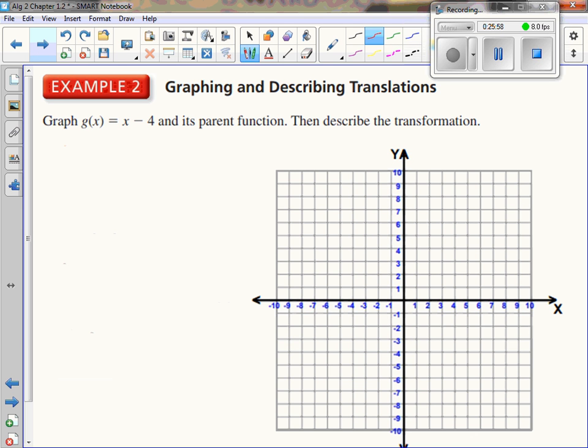So what is the parent function? What is its type? Is it constant, linear, quadratic, or absolute? This parent function, it'd be linear, wouldn't it? Because we don't have exponents, we don't have absolute values. This is a linear function. It's an equation of a line.